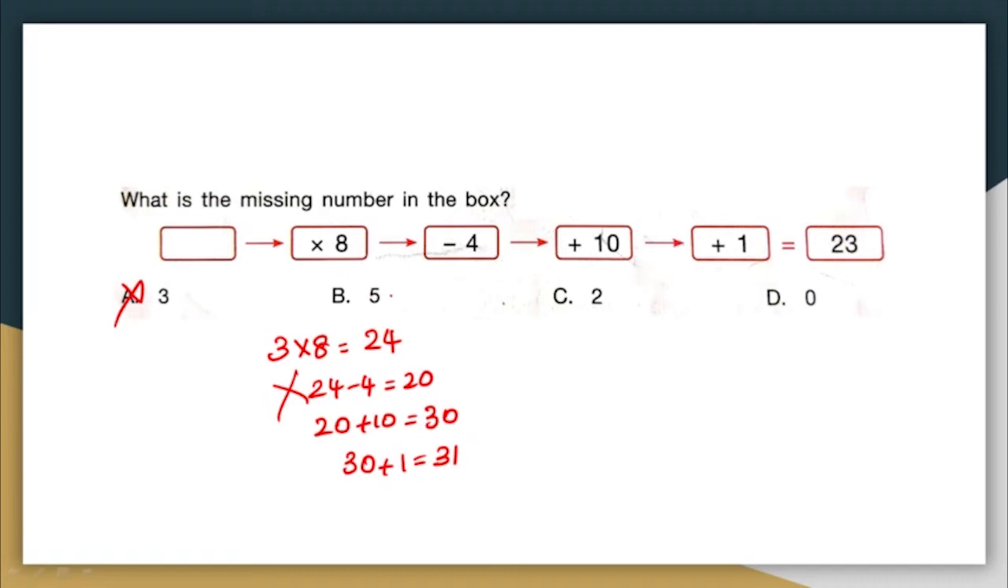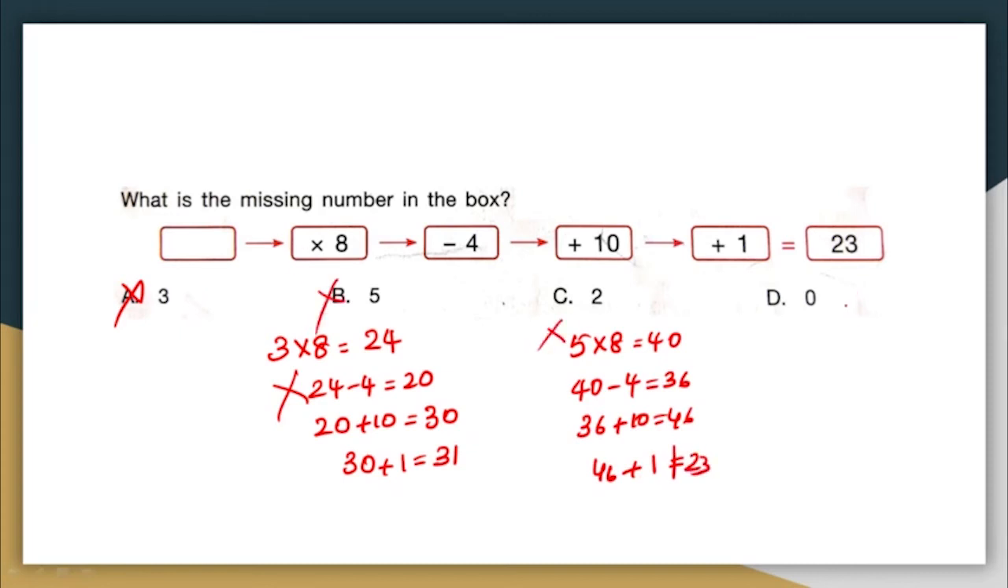Now let us try with 5. I have 5 8s are 40, and then what do I do? I do 40 minus 4, which is 36, and then I get 36 plus 10, which is 46, and 46 plus 1, that is not equal to 23. Option B is also wrong.